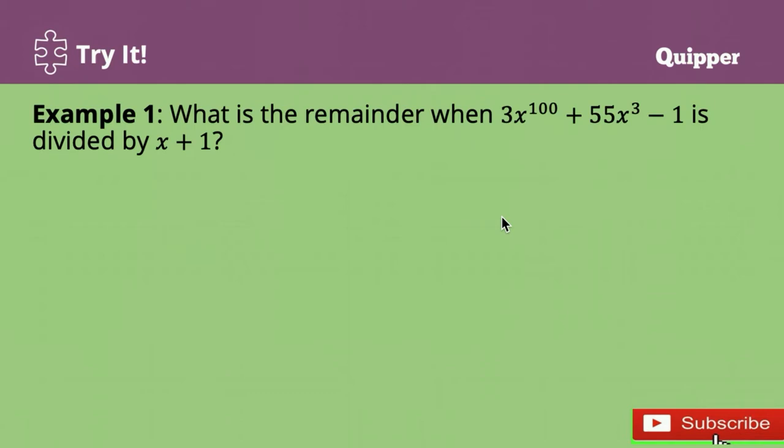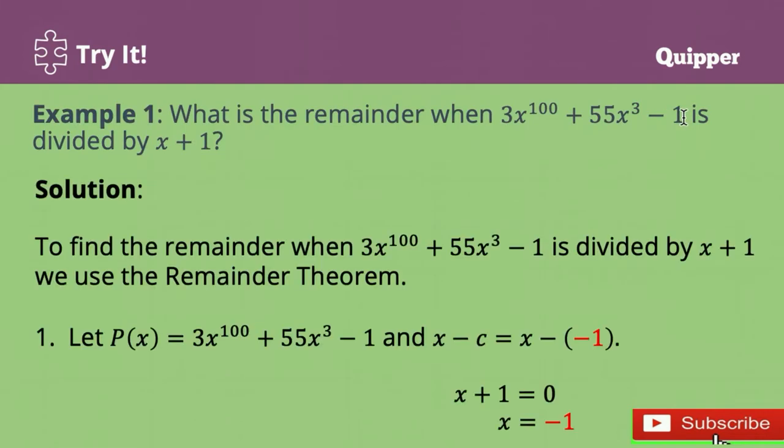Let's try some examples about remainder theorem. Number 1, what is the remainder when 3x to the power of 100 plus 55x cubed minus 1 is divided by x plus 1? Here's the solution. To find the remainder, we will be using the remainder theorem.